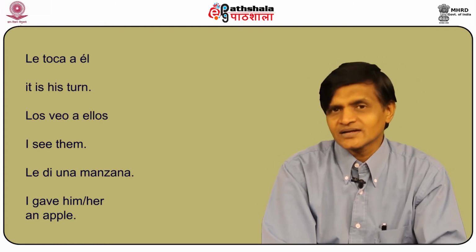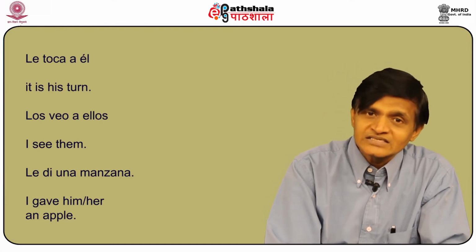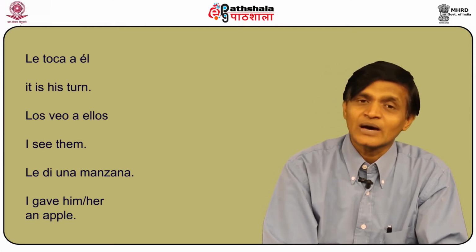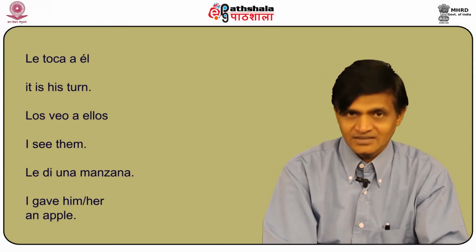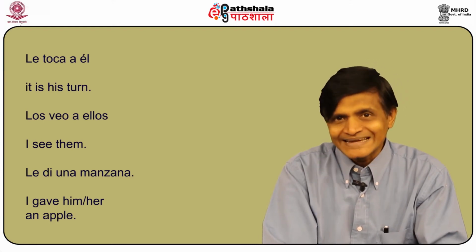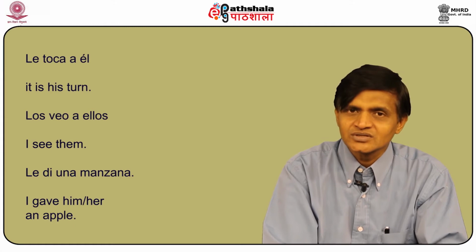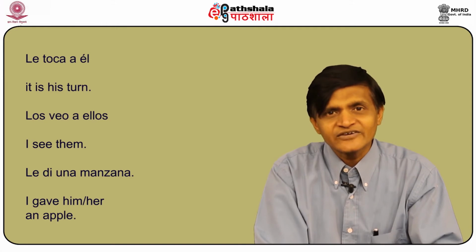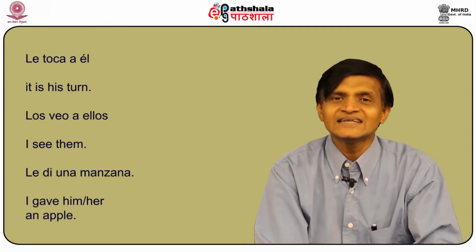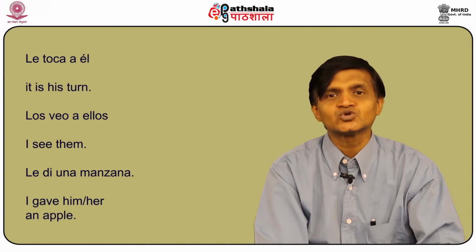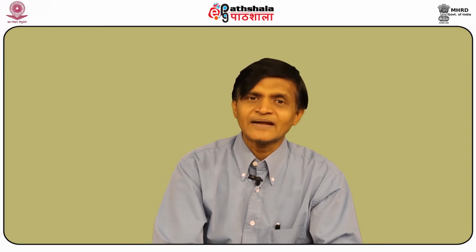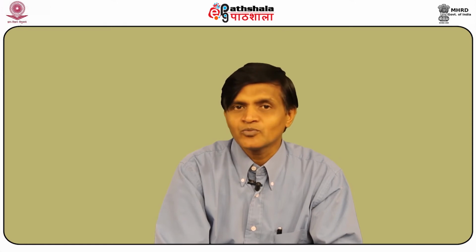Let us go on and look at another example. Le di una manzana. I gave him or her an apple. Le di una manzana. Whom? Le. Clear? Now the use of this le has created a confusion. We don't know whether it is masculine or feminine. To get rid of this ambiguity, an indirect object noun in Spanish is usually accompanied by the corresponding indirect object pronoun, le or les, depending upon whether the noun is singular or plural.